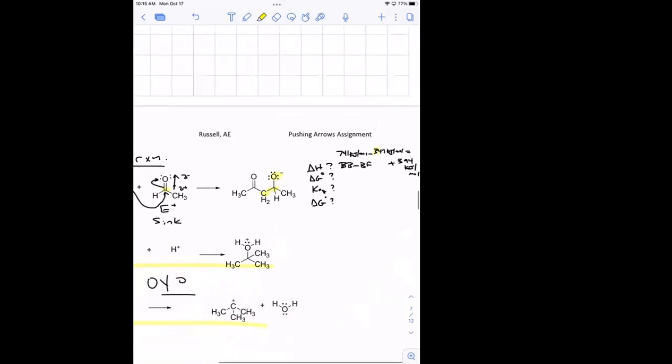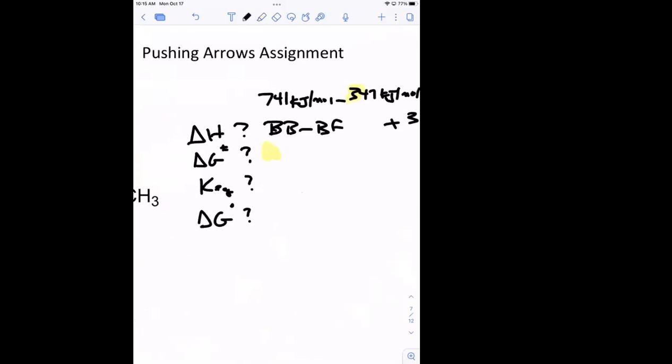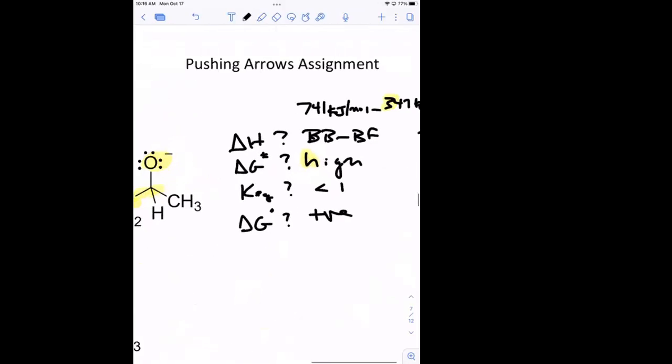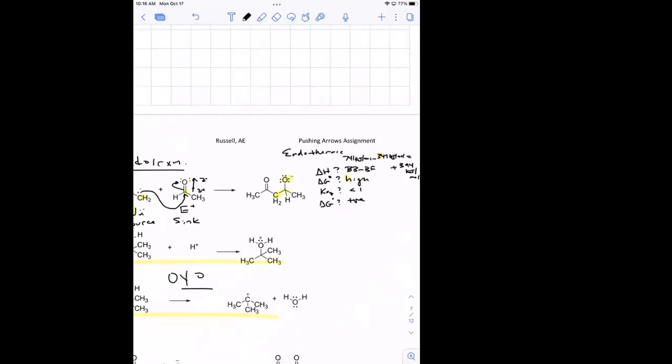All right, so plus 394. What does that mean for the activation energy? Very high, right? Because the reaction is endothermic. What does it mean for KEQ? It's less. That's the one, good. And delta G naught, what is that? Is that also positive or negative? Positive. It's positive. And the reaction overall is endothermic. Any questions about that one?